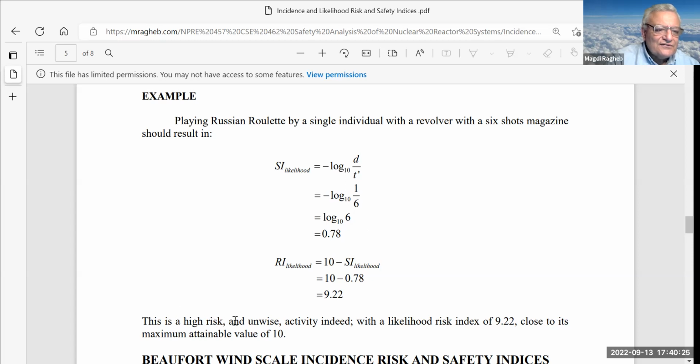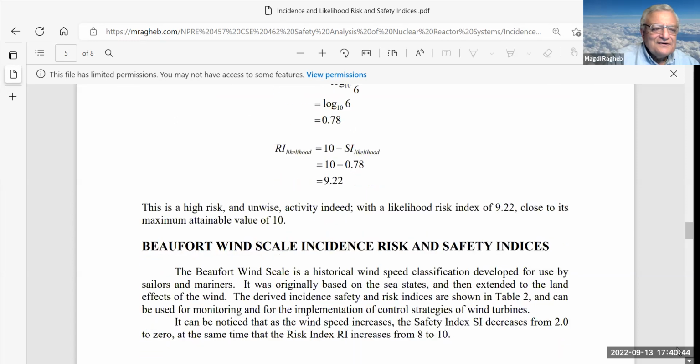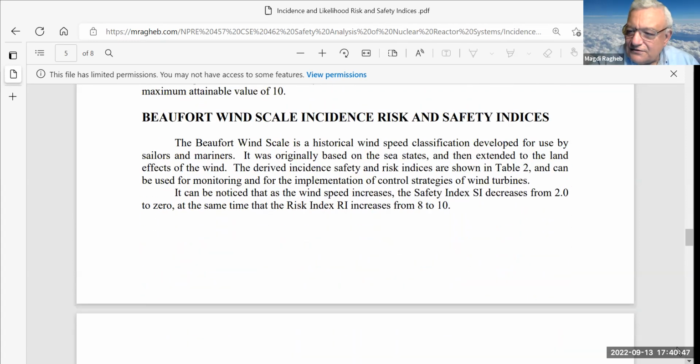So this is a high risk, unwise, illogical, in fact, activity with a likelihood risk index of 9.22, close to its maximum attainable value of 10. And you could see how it meets our intuition here, that practicing Russian roulette is a very risky activity in general. We apply it here to another interesting application that would apply to engineering, maybe activities like the control of wind turbines. And the control of wind turbines depends on an index like the Richter scale.